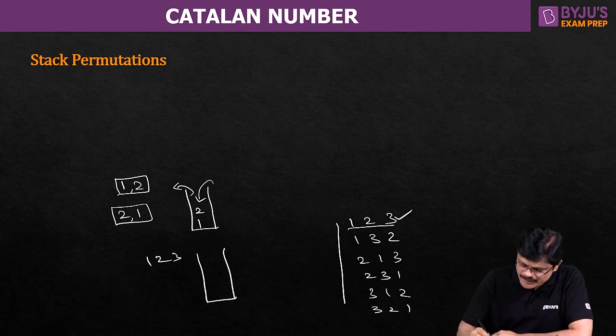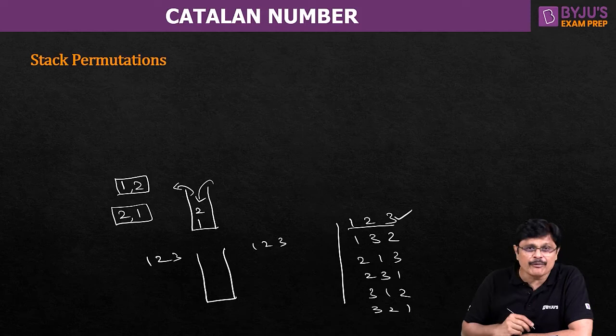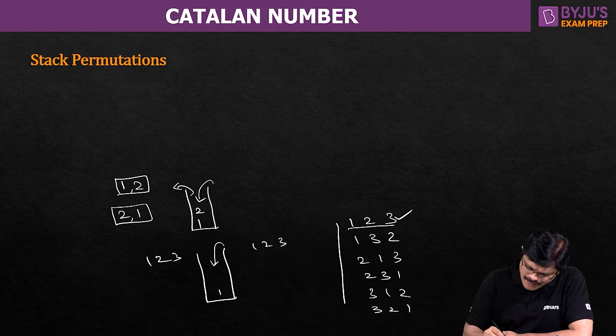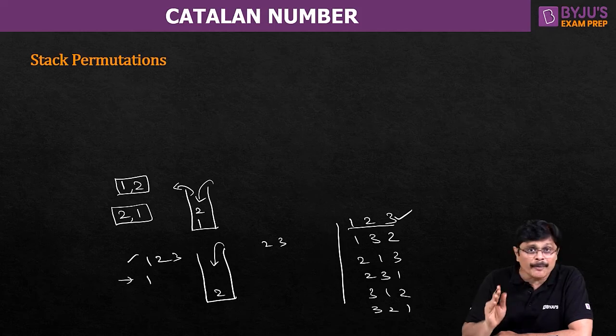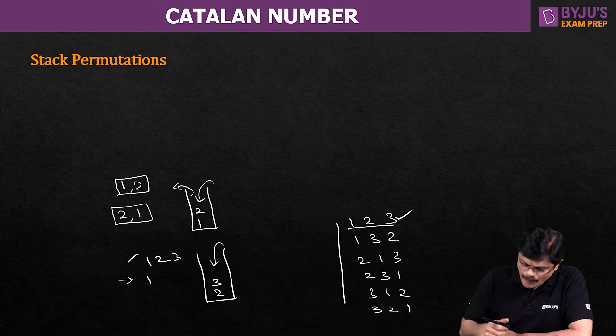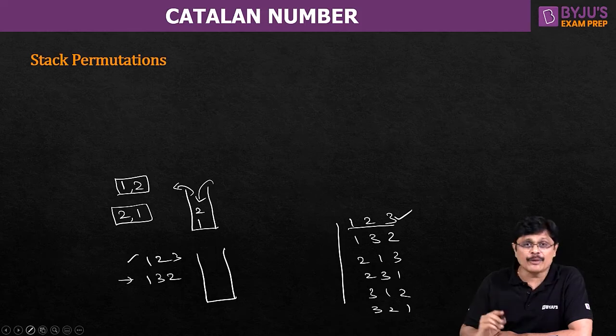What about 1, 3, 2? Using 1, 2, 3, you want to get 1, 3, 2. What we can do is, you first push 1 and pop 1. Then you push 2, don't pop it. Then you push 3. Now pop the elements. That is 3, you pop, then 2 you pop. Means you can get 1, 3, 2 also.